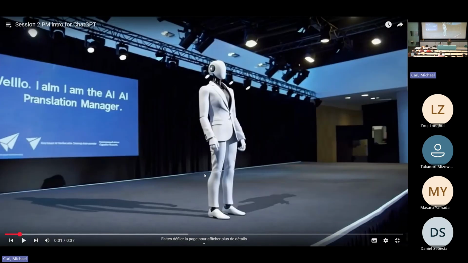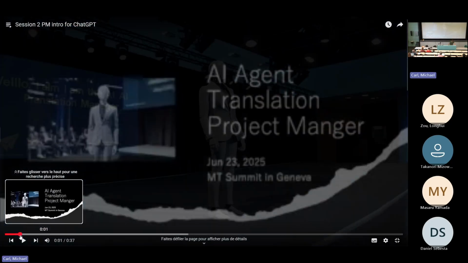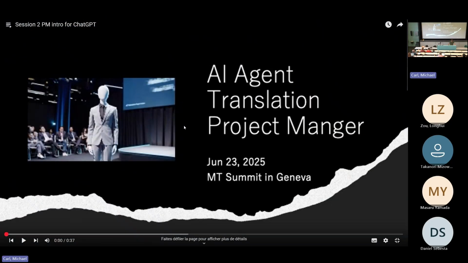Okay, so this was Maahi, our second project manager. As you see, novice, high school student, a couple of weeks training, no idea what translation is all about. And this is the third one. This is, as you can guess, the completely automated agent.